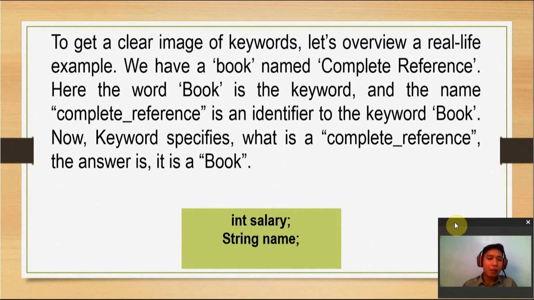In programming, we have the example int salary. From this, we have int as the keyword and salary as the identifier. Now, int specifies what salary is. What could be the value of salary? Since it is specified as int, all the values of salary should be in the form of an integer or numeric value.